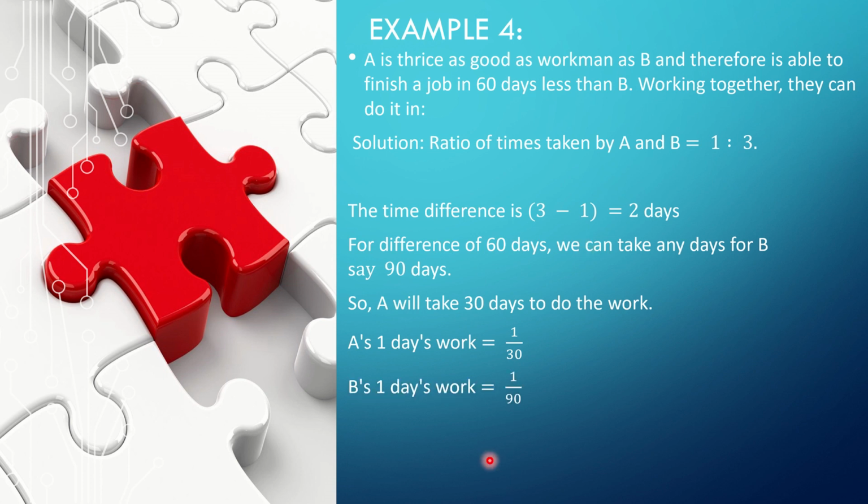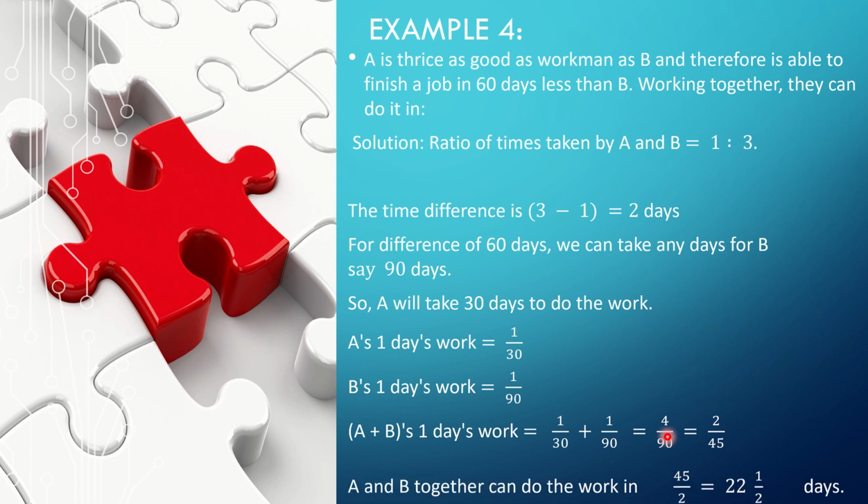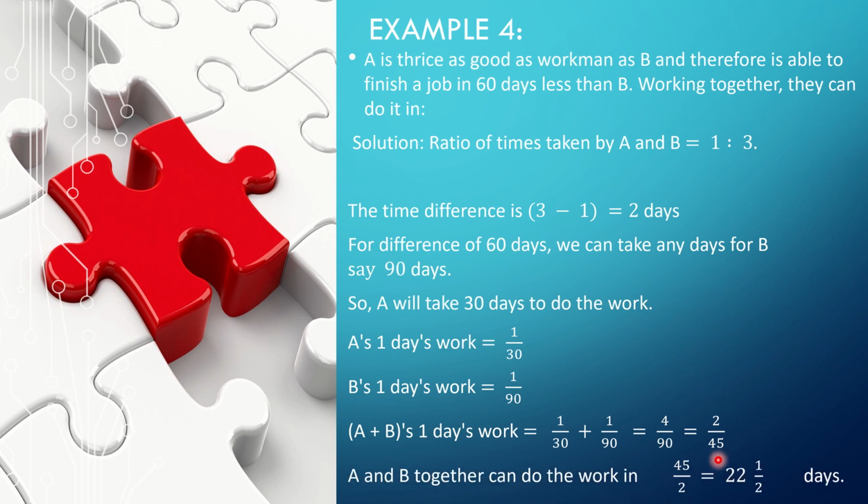So if they work together, in how many days will they do that? If B takes 90 days, in 1 day B's work will be 1/90, and for 1 day the work for A will be 1/30. Then you can simply see the combined work is 1/30 plus 1/90, that is 2/45. So if they work together, they can do a fraction of 2/45 in a day, and the total time is simply the reciprocal of this. So A and B together can finish the work in 22.5 days.